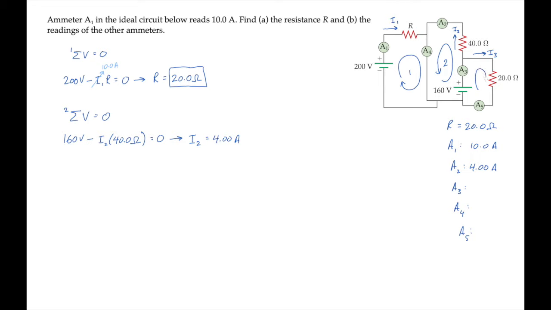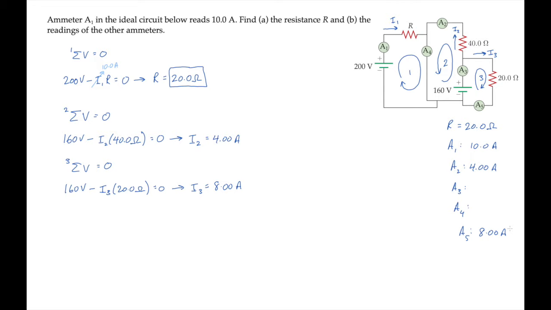Let's draw a third loop over here and apply Kirchhoff's loop rule to it. Starting at the battery, we have 160 volts minus the voltage drop as we move with I3 through the 20 ohm resistor, setting that equal to 0, finding that I3 equals 8 amps. That gives us the current through ammeter 5. We can find the remaining 2 ammeter readings using Kirchhoff's node rule.